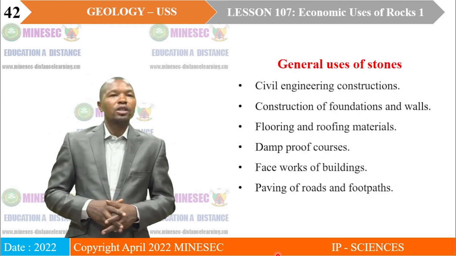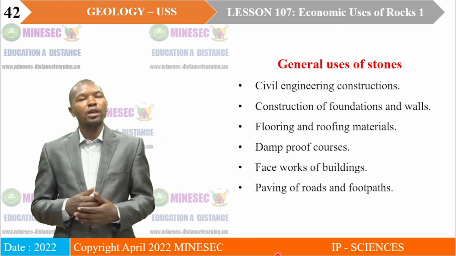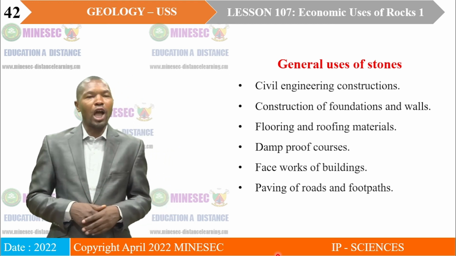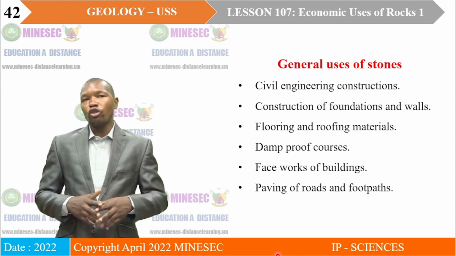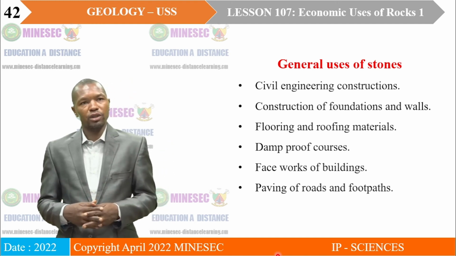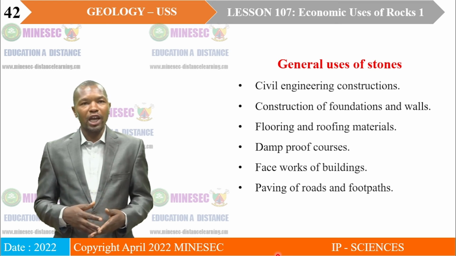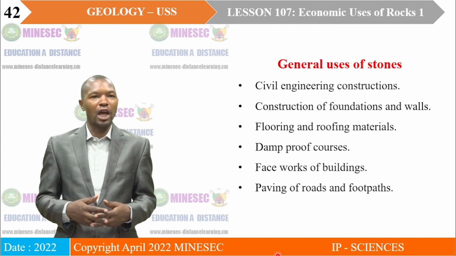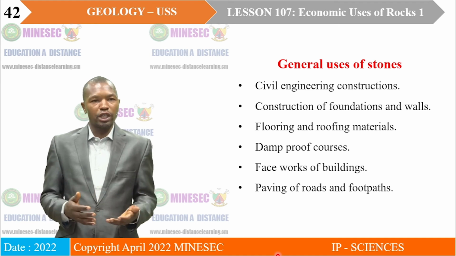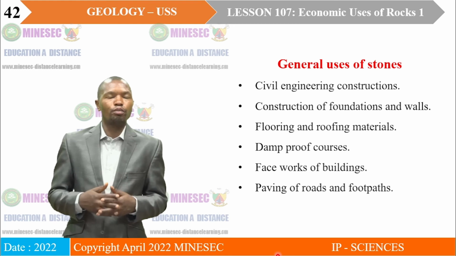Now we have the general uses of stones. We have seen the different characteristics of the stones under dimension, roofing, and ornamentation stone, as well as ballast and roof stones. Now, what are rocks generally used for? Remember, we are treating economic uses of rocks. One, they are used for civil engineering constructions. Secondly, they are used for construction of foundations and walls. They are used for flooring and roofing materials. They are used for damp proof courses. And then they are used for face works of buildings. Then they are used in paving of roads as well as footpaths.